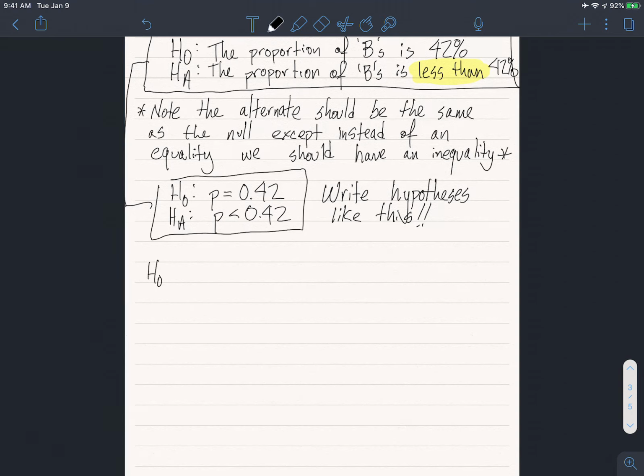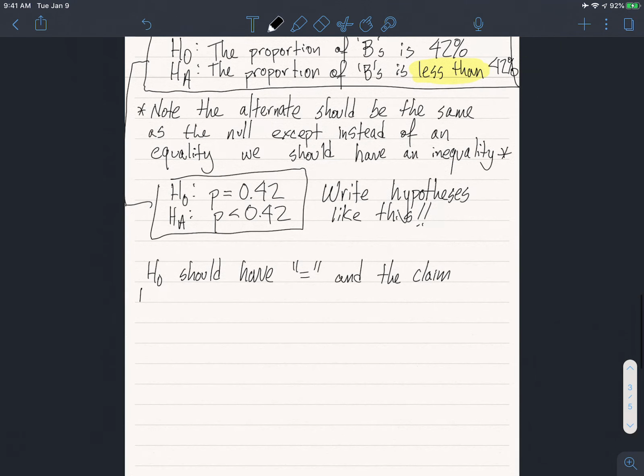Just to recap, H0 should have an equal sign and the claim. HA should have less than, greater than, or not equal to in comparison to the claim.